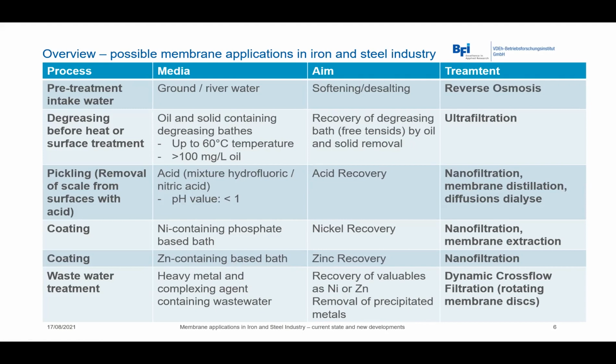That means you have to remove suspended solids first, and disturbing ions. Of course, this is a very big challenge for membrane materials regarding corrosion and chemical stability. So different treatment methods were used and investigated to find out which is best for which application, like nanofiltration, membrane distillation, or diffusion dialysis, and the method Professor Rögner explained today, like the ED we heard about this afternoon. Further, we can apply nanofiltration or membrane extraction to recover nickel or zinc.